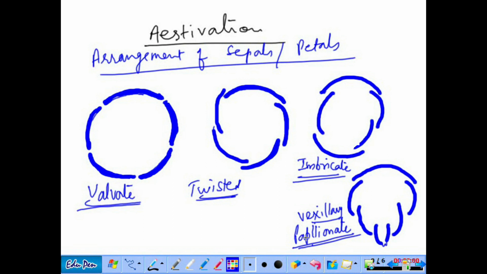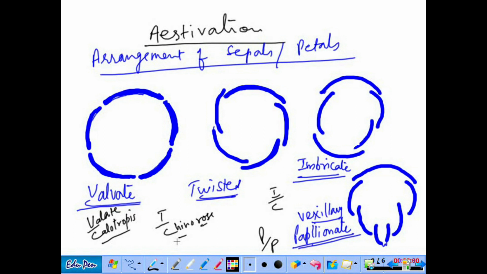Got it? Now when you have learned them, although it requires practice, तो हमने इसको कैसे लर्न करना: VC, TC, IC, PP. VC, valvate, Calotropis. Calotropis is the example. TC, twisted, China rose is the example. IC, Acacia is the example.